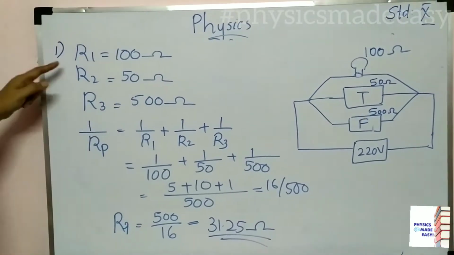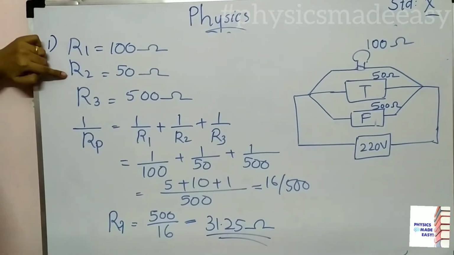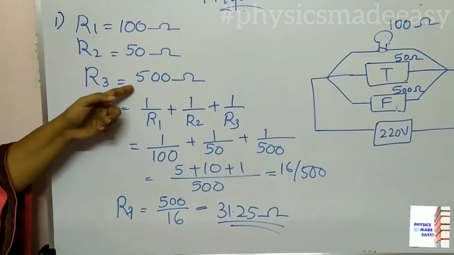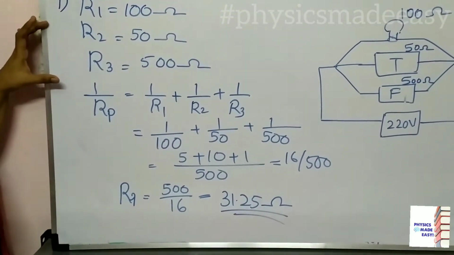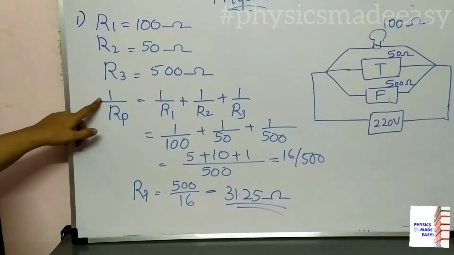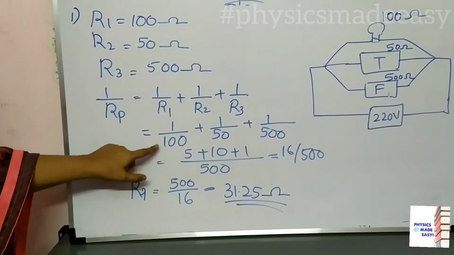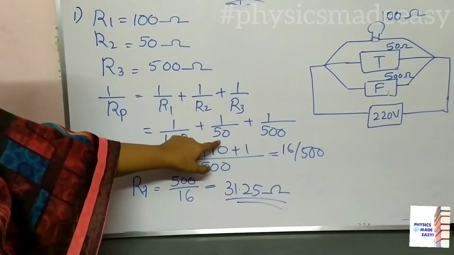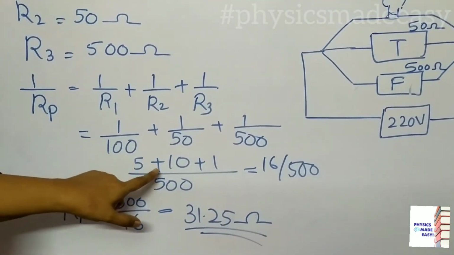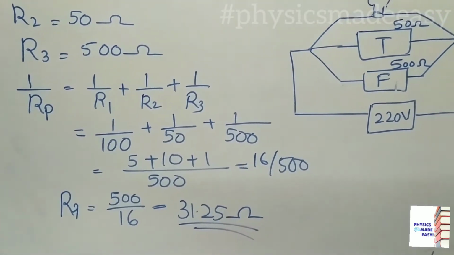Here you can see the resistance of the electric lamp R1 is equal to 100 ohm. Resistance of the toaster R2 is equal to 50 ohm. That of the water filter R3 is equal to 500 ohm. These three are connected in parallel to the source, so we have to find the effective resistance. 1 by Rp is equal to 1 by R1 plus 1 by R2 plus 1 by R3. Substitute the values: 1 by 100 plus 1 by 50 plus 1 by 500. Find the LCM, you will get 500. 5 plus 10 plus 1 divided by 500, that is equal to 16 divided by 500.